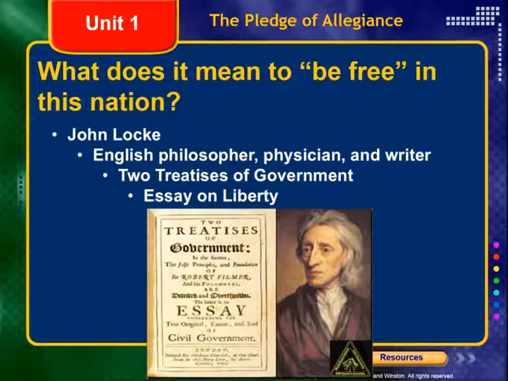So to give you a little bit more insight into what this idea is, I want to refer you to an English philosopher named John Locke. He was a physician and a writer. He wrote several books. One of the books is called Two Treatises of Government, and one of those two treatises is actually an essay on liberty, right? Liberty, what it means to be free. And he has a very detailed, very thorough, very meticulous discourse with himself as he writes the book, in which he defines what it means to be free, to have liberty.